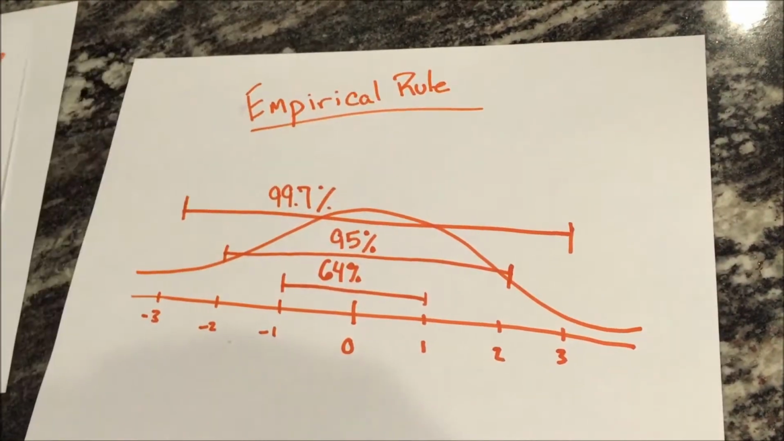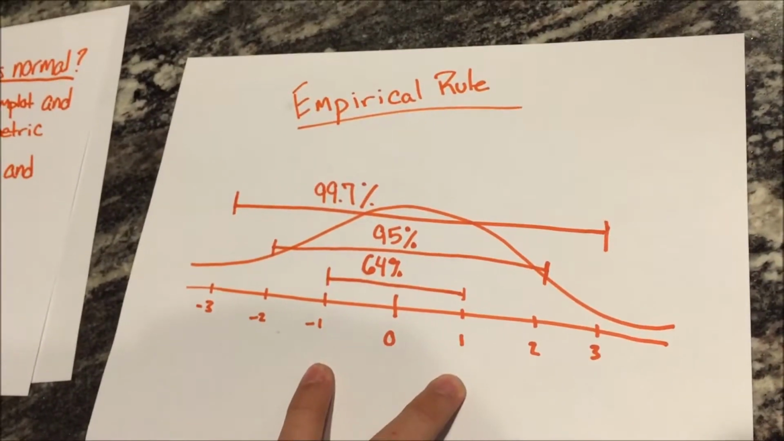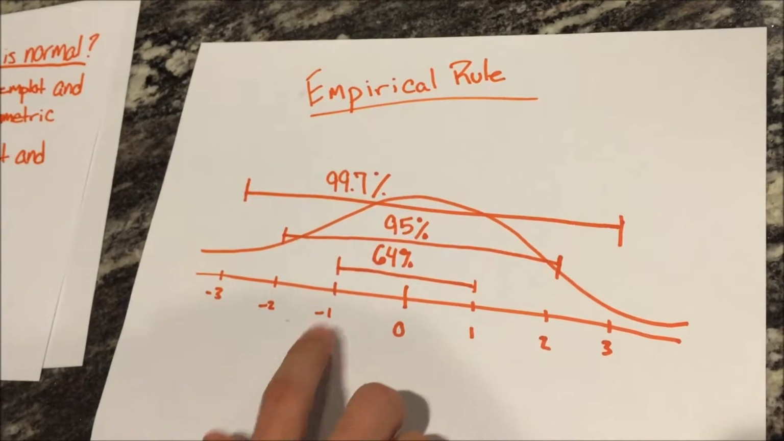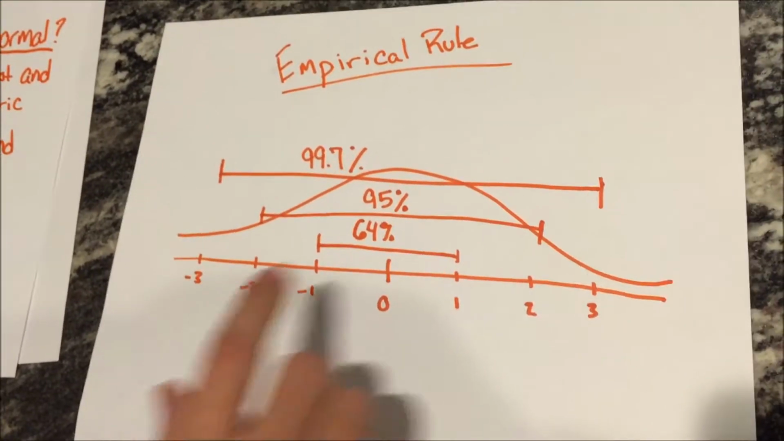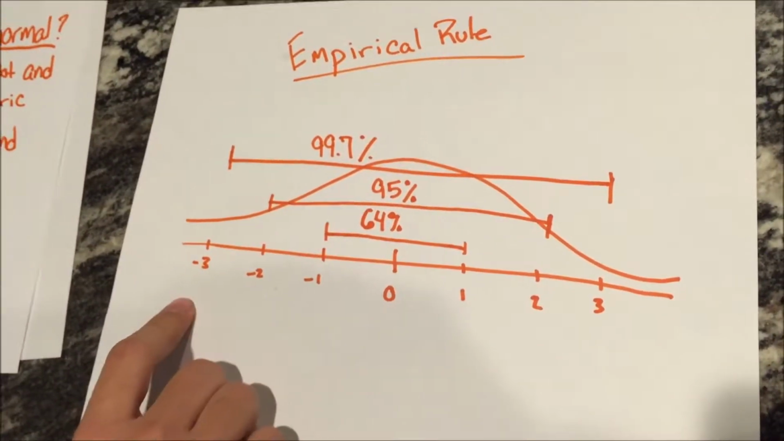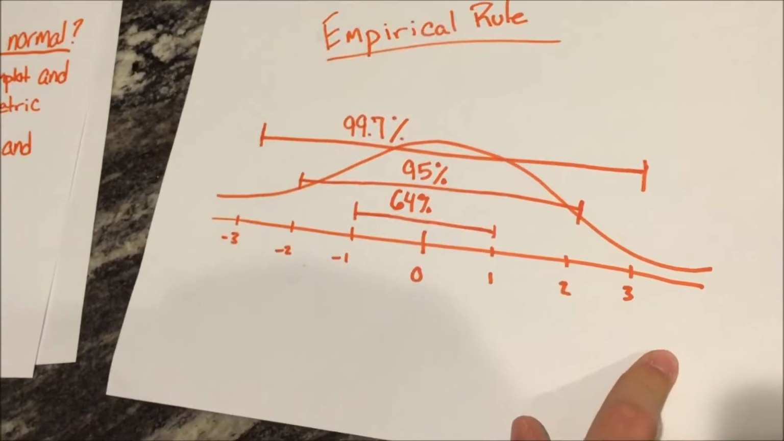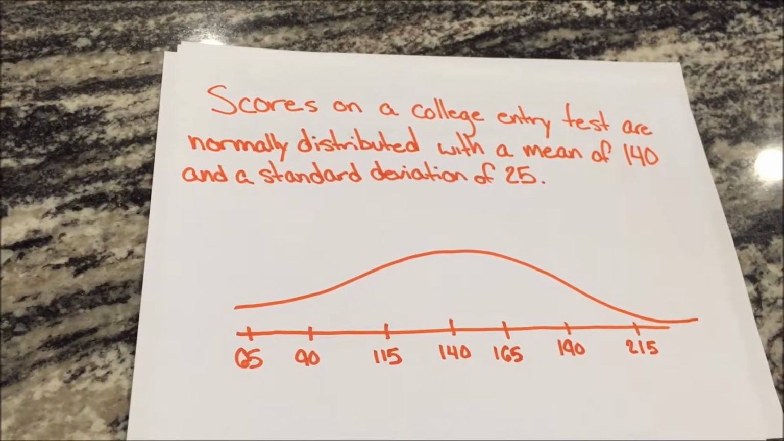What is the empirical rule, you ask? The empirical rule means that 68% of the data will lie between -1 and 1 standard deviations, and then 95% will be 2 standard deviations from each side, and 99.7% of the data will be between -3 standard deviations and 3 standard deviations. Here's an example problem to help clarify.